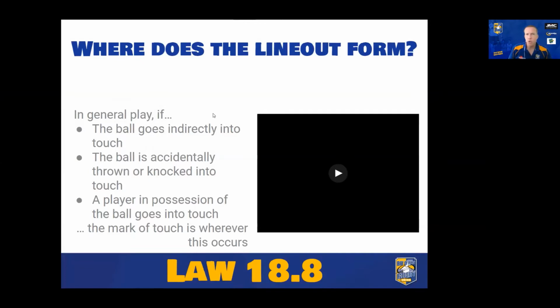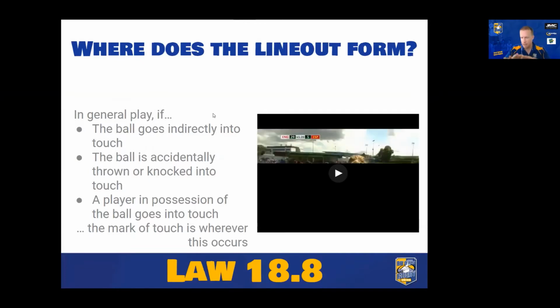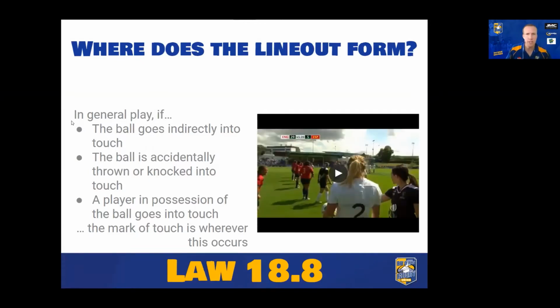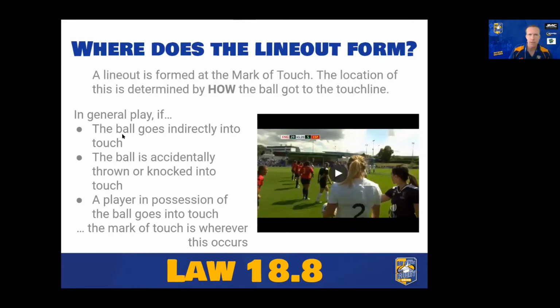So where does the lineout form? Again, this is part of the large rubric of decisions within the law book, so let's try and generalise this a little bit. In general play, if the ball goes indirectly into touch, the lineout is formed at the mark of touch. So we're going to look at how the ball got to the touchline, as that's where it forms.